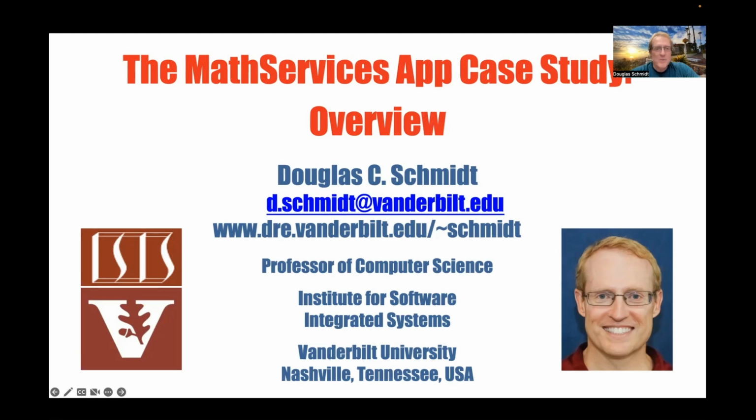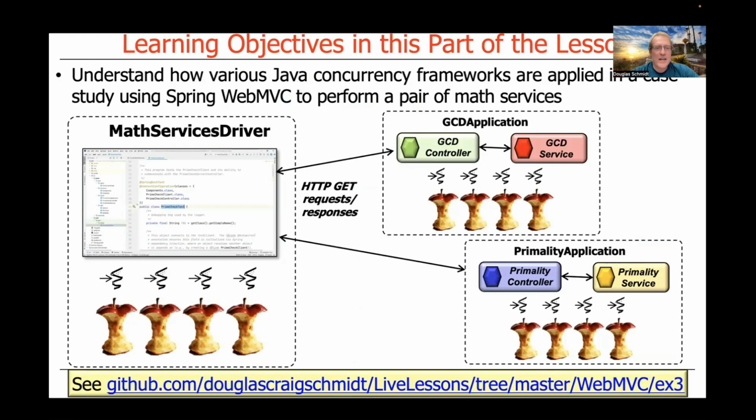So we're now going to be talking about something called the MathServices app case study. This particular case study will demonstrate how to use various Java concurrency frameworks. In fact, we use 3 of them, using Spring WebMVC to perform a pair of math services, primality checking and greatest common divisor checking, in parallel.